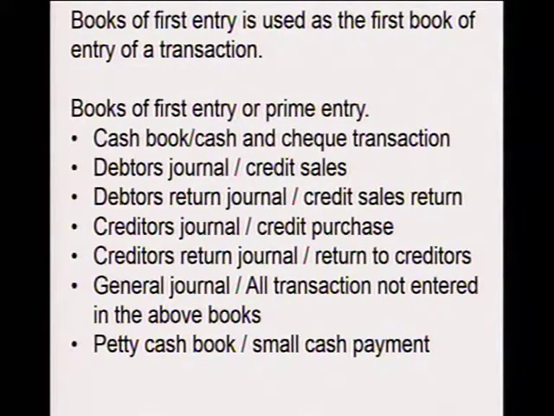We have the creditors journal. That is for credit purchases, when businesses buy goods from the supplier on credit. And then we have the creditors return journal. If the creditors return goods, this is where we record them. And then the general journal, as we have explained, is where we put the transactions that are not fitting in the books of first entry. And then we have the petty cash book. This is a book where we record the smaller cash payments.